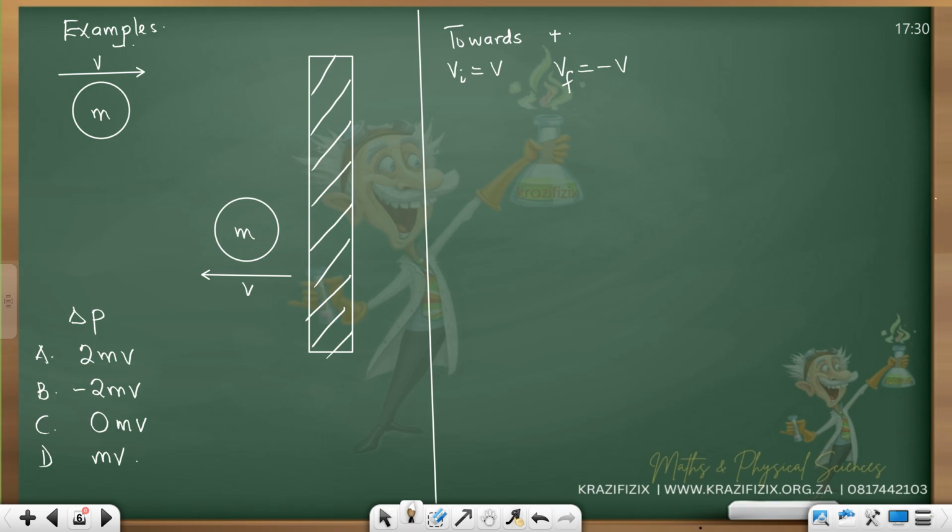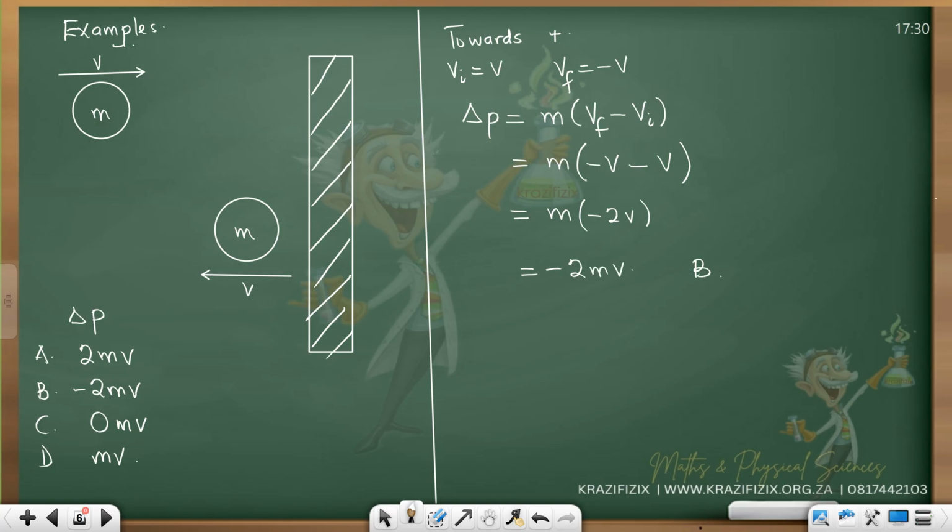Okay, what is my change in momentum? It is m(vf minus vi). What is my final velocity? Negative v. What's my initial? V. What do you see? m into negative 2v, negative 2mv. The correct option is B. Please quickly take note of your errors.